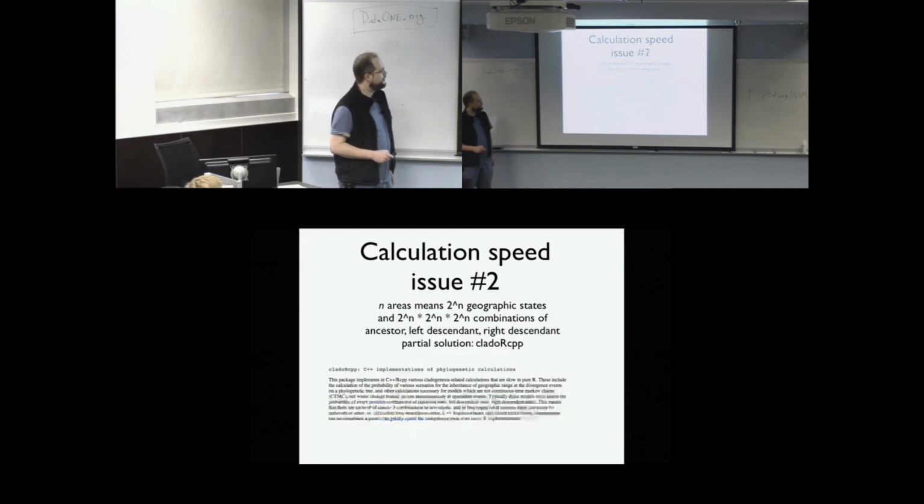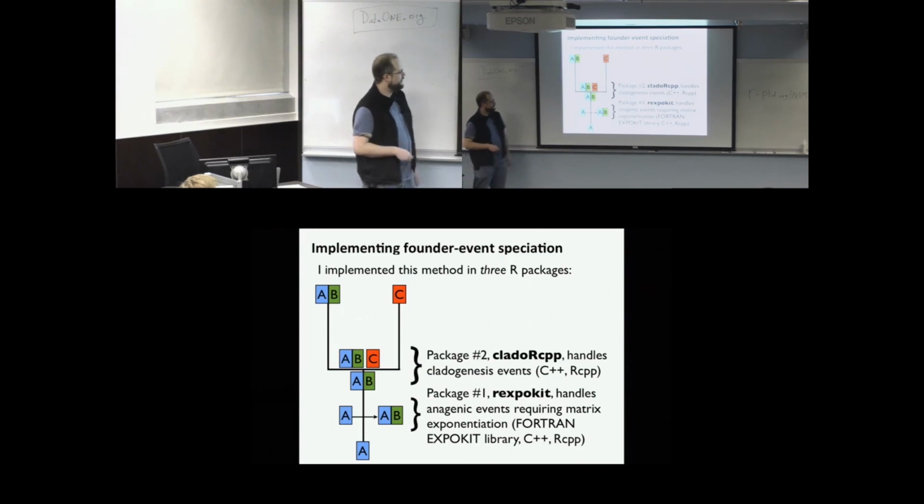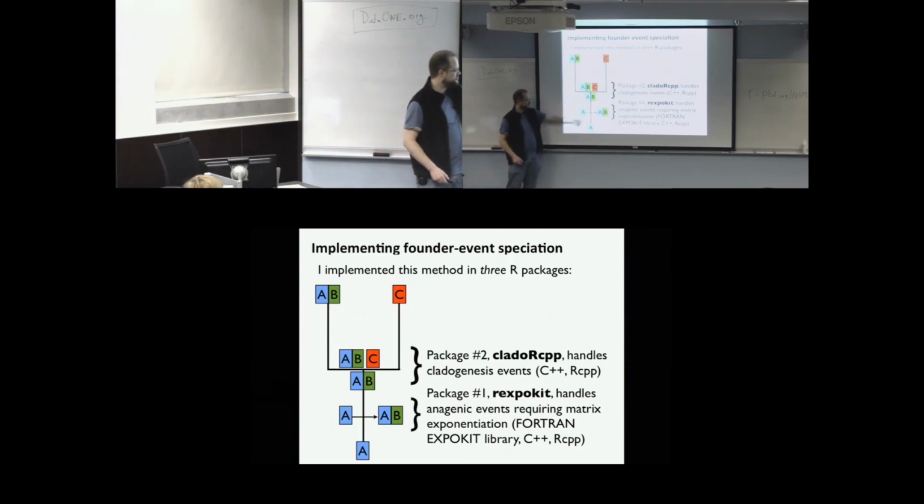The other thing I mentioned, cladoRcpp: this problem of at speciation events, you have every combination of ancestor, left descendant, right descendant. Searching through all those with for loops is super slow, unless you use C++. So this is a good example. The routines are actually really simple, but I got a huge improvement using cladoRcpp just because C++ for loops are way faster than R for loops. So this is something you can look at. These packages are both on CRAN, and they may give you some good examples to look at. And this is how we put them together: RexpoKit, matrix exponentiation in the branches, and C++ for loops at the nodes.